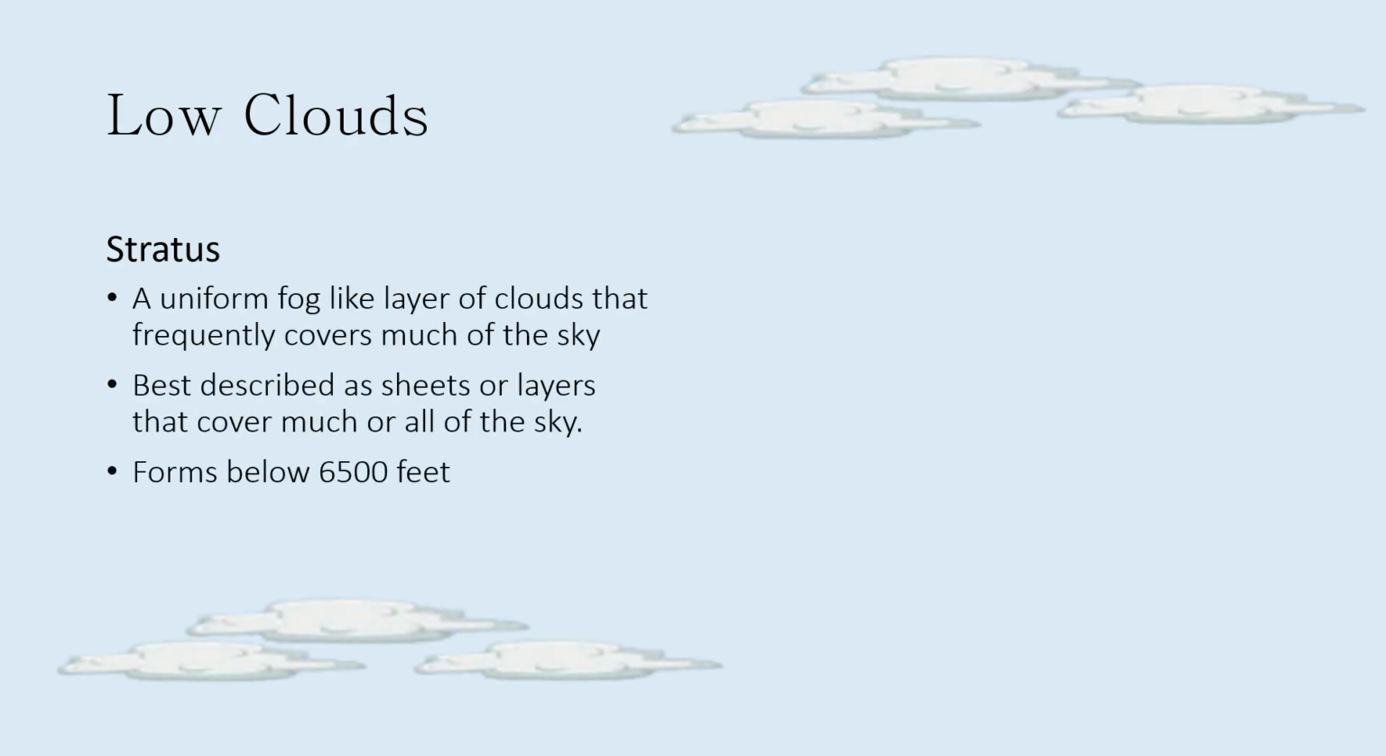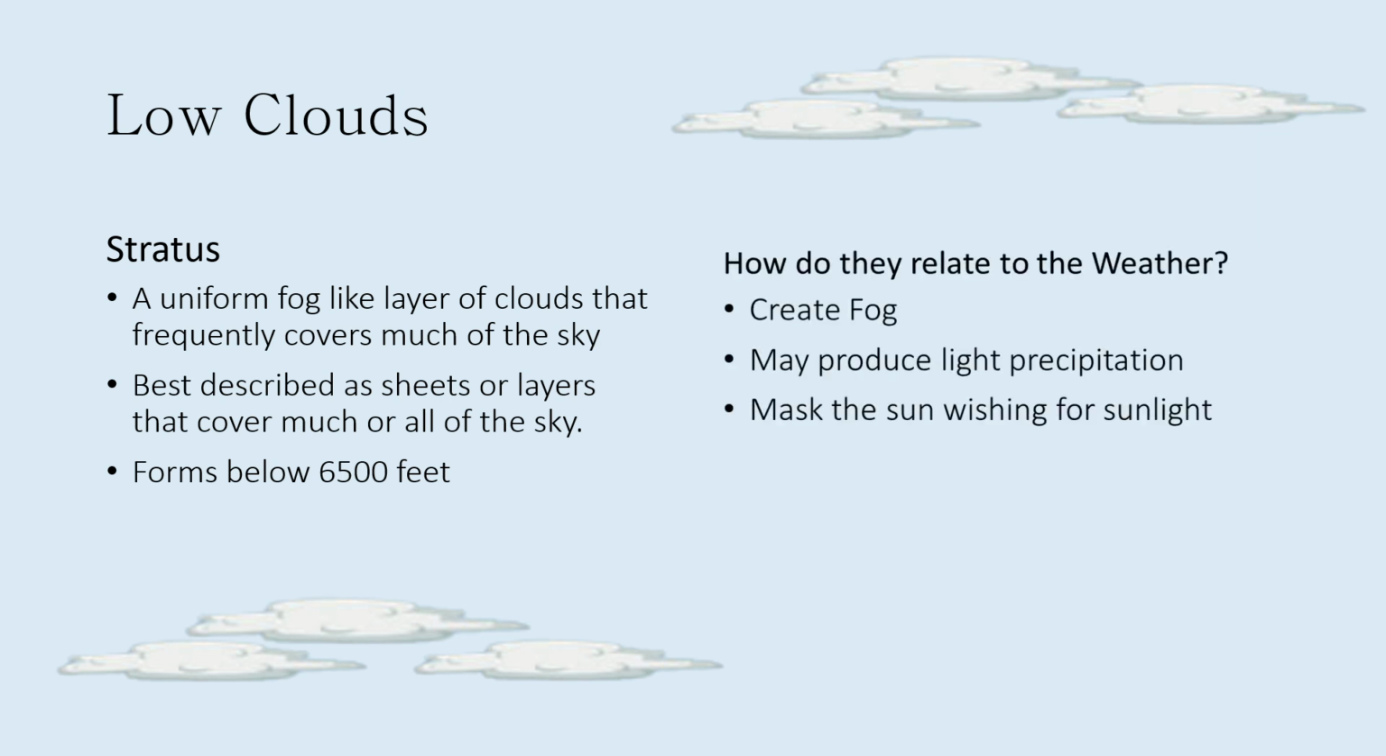Now, let us discuss the types of clouds starting with low clouds. Stratus clouds are part of this category. They are considered a uniform fog-like layer of clouds that cover much of the sky. Moreover, they are best described as sheets or layers covering much of or all the sky. You may be asking yourself if these clouds are rainy clouds. Well, the way they relate to weather is they create fog, produce light precipitation, and they mask the sun, blocking sunlight.